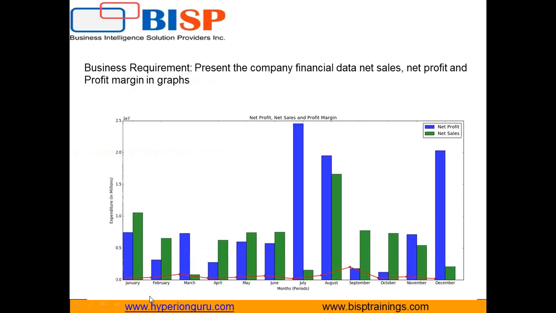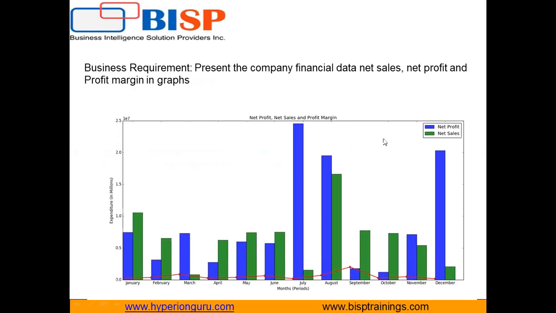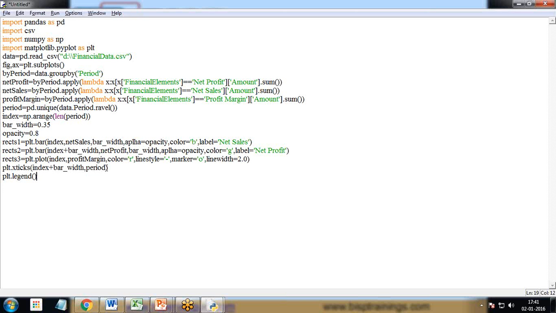As you can see here, on the x-axis we have month names, which represent that this data is from January, that's February, that's March. To do that, we use xticks, which I have already explained in previous examples. So I write index plus bar_width because I want to display it in the center. Then plt.legend to add a legend as well. You can see we have a legend, so I just want to display the legend.